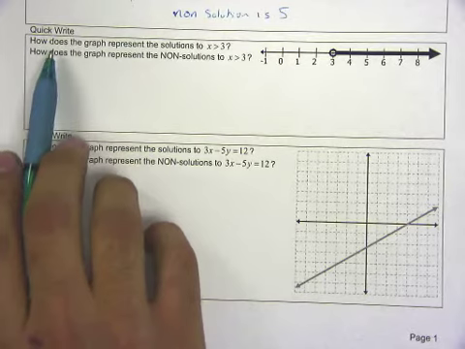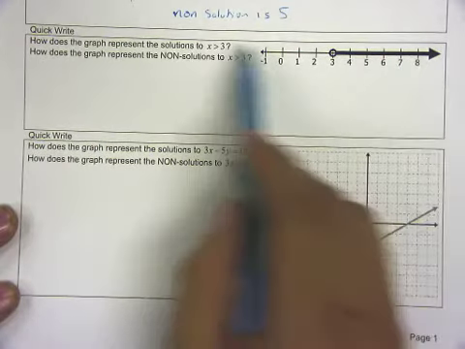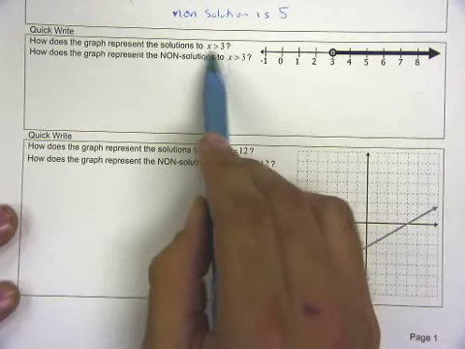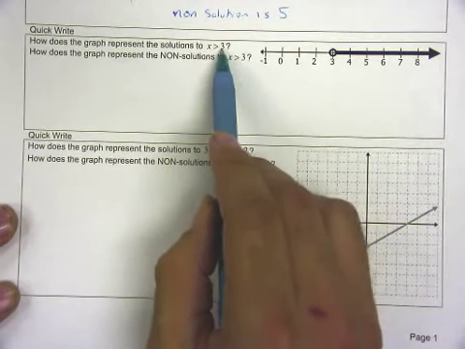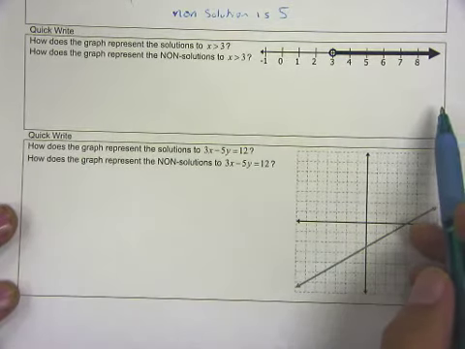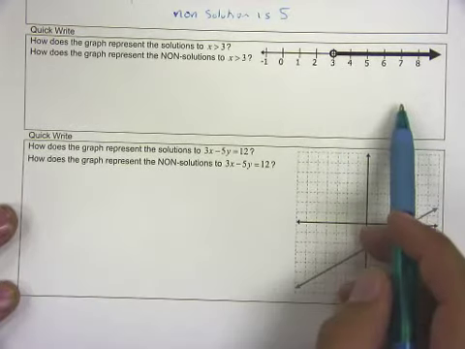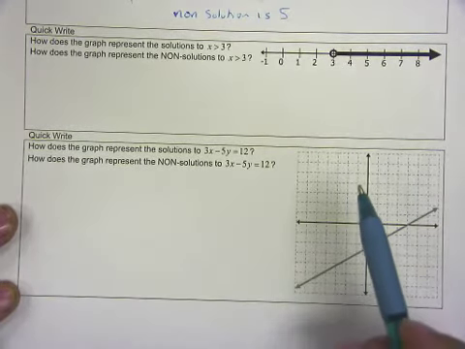What I want you to do first here, in this little section down here, is very quickly pause the video and write down how the graph to the right here represents the solutions to x is greater than 3, and how the graph represents the non-solutions to x is greater than 3. Go ahead and write down your thoughts on those. Pause the video, do that, and then come back.